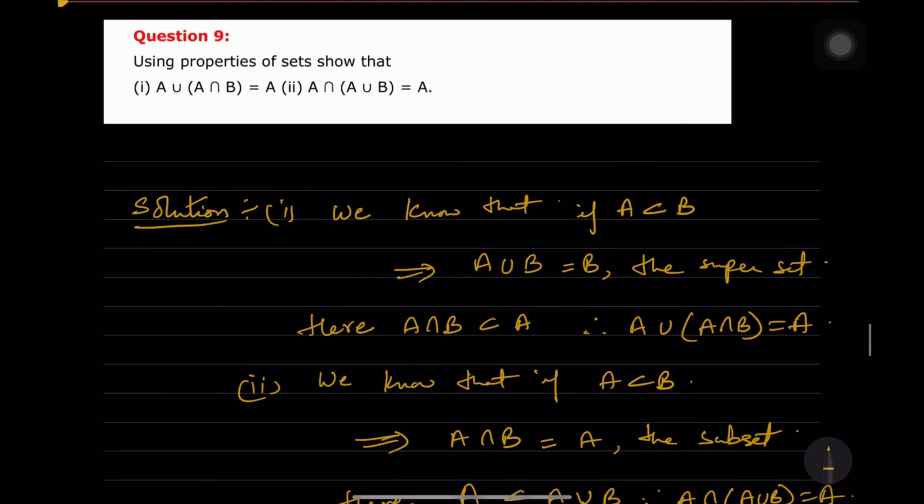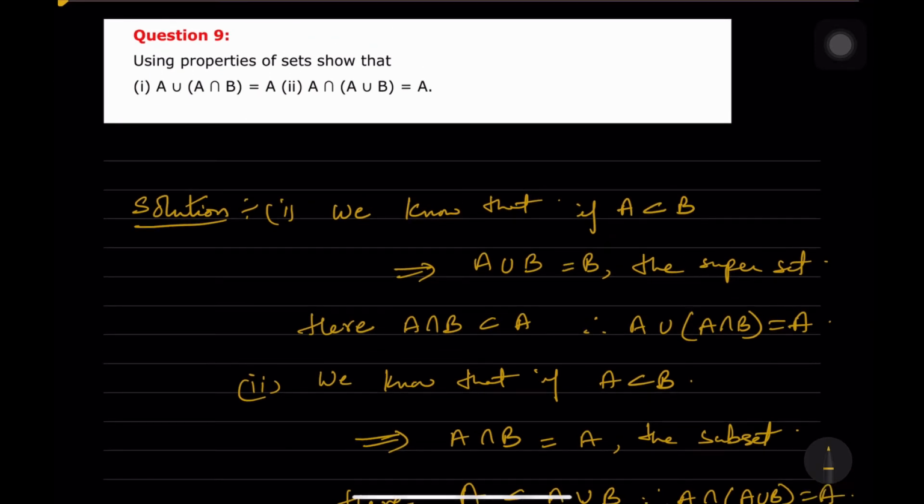Next, going into the 9th one. Question 9. Using properties of sets, show that A union A intersection B is equal to A and A intersection A union B is equal to A. Now we know that if A is a subset of B, A union B will be equal to B, because B is the superset, right? So now here A intersection B will be the subset of A. This also you know because intersection is the common one, so whichever is the smaller one will come here. Intersection you'll get the smaller one, in union you'll get the bigger one, that is superset.